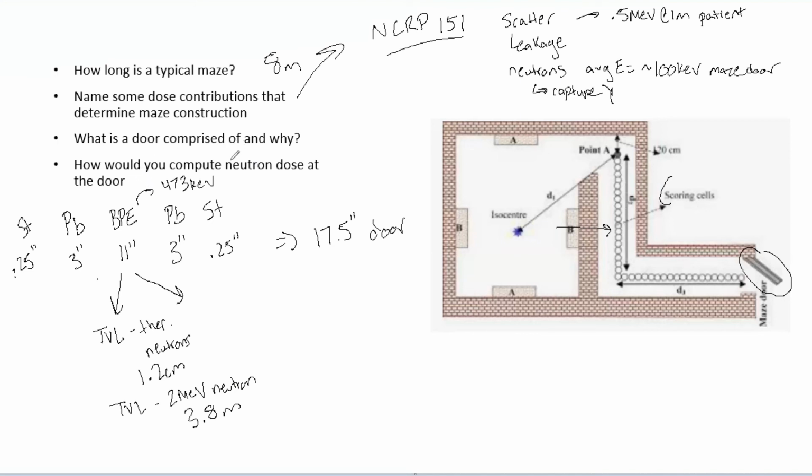Finally, how would you compute neutron dose at the door? A very simple answer, Kersey's formula. And the exam is not long enough for you to do an actual measurement. So maybe know what that equation looks like, reference NCRP early and often, and just don't bog yourself down with details. It's going to have to be simple. If you can just get away with, I would look at NCRP 151, Kersey's formula. That's how I would calculate it, and that will get you your points.